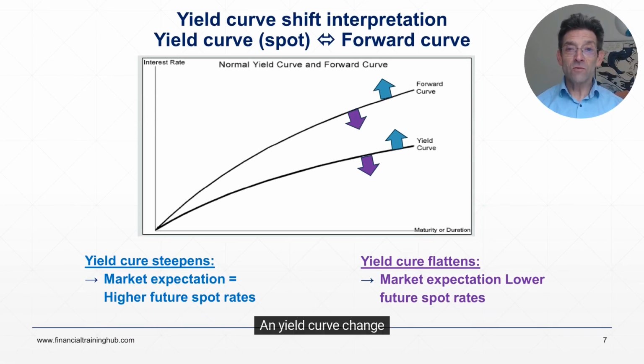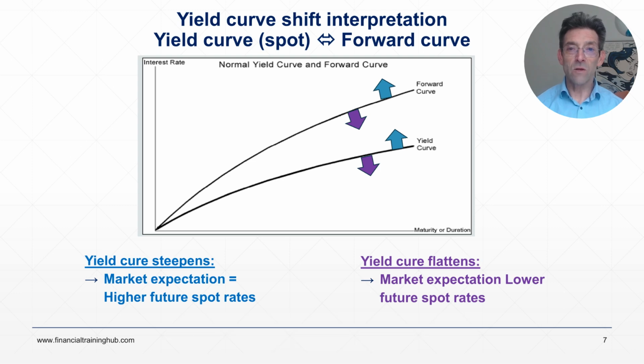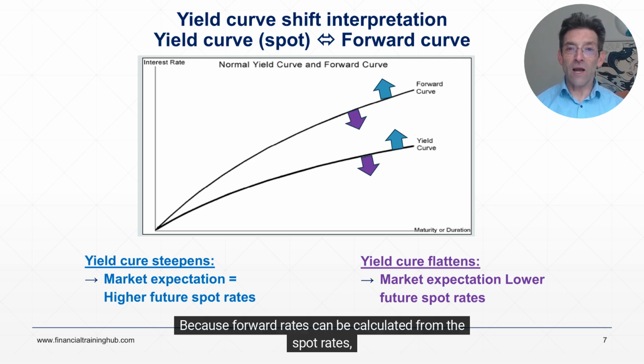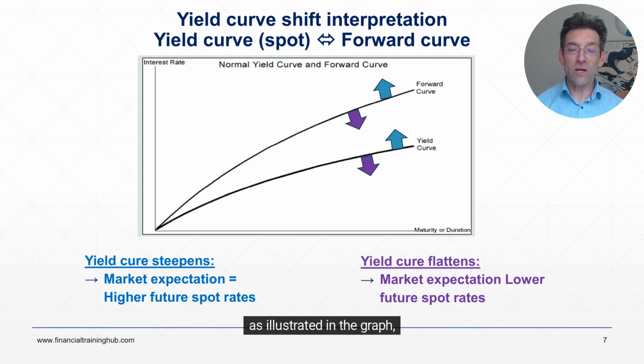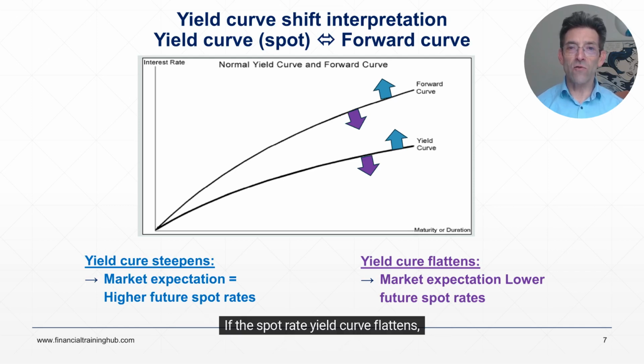A yield curve change can be caused by changing market expectations about future spot rates. Because forward rates can be calculated from the spot rates, as illustrated in the graph, a forward yield curve can be derived from the spot rate yield curve. If a spot rate yield curve steepens, the forward yield curve will also steepen. According to the pure expectations theory, this implies that market participants expect future spot rates to increase. If the spot rate yield curve flattens, the average market expectation is a decrease of future spot rates.